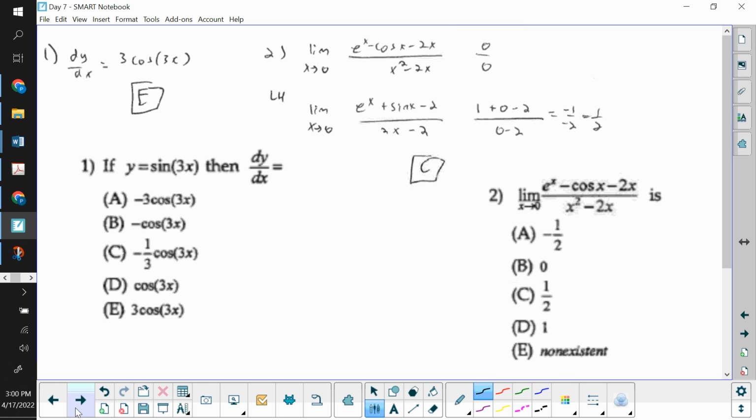All right, a lot of these multiple choice hopefully weren't too bad. So the first one, derivative, we just got a chain rule, so it goes 3x, then multiply derivative of the inside, so times 3. So we get choice E.